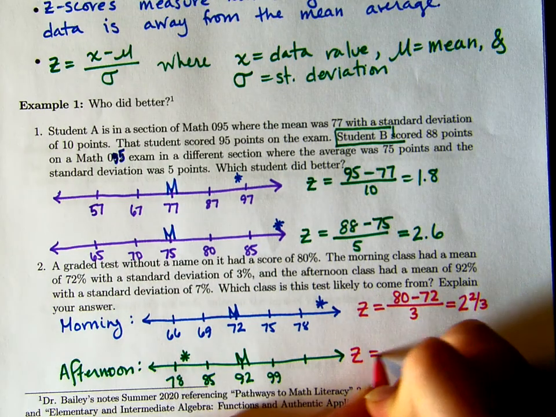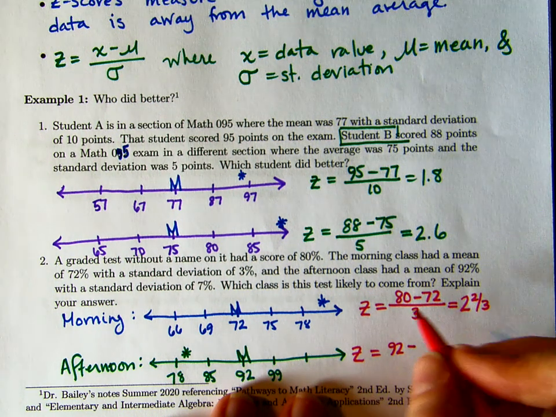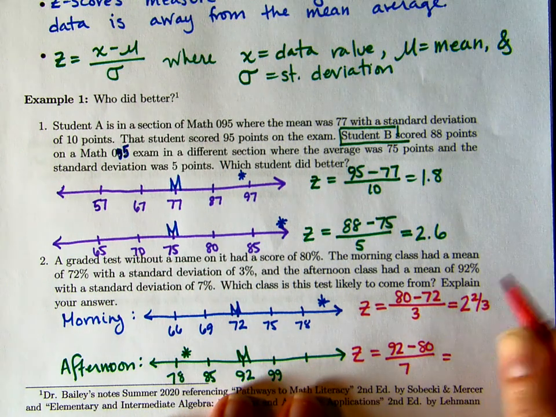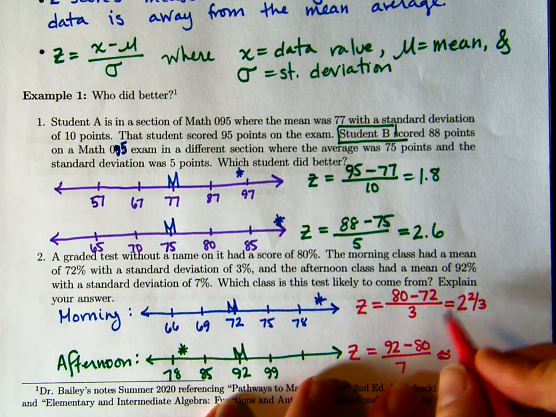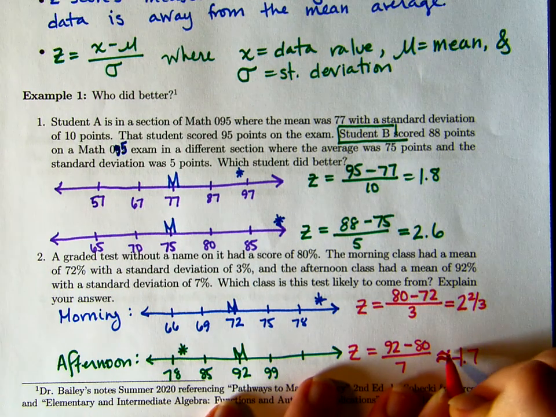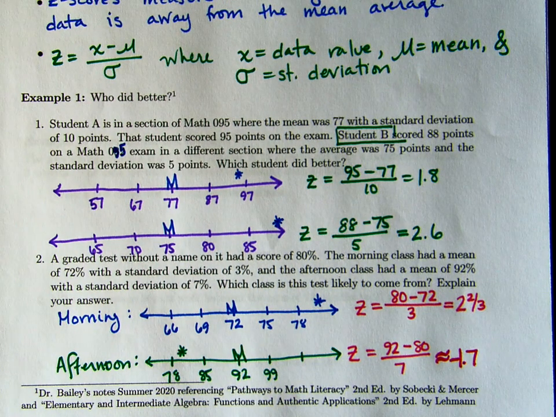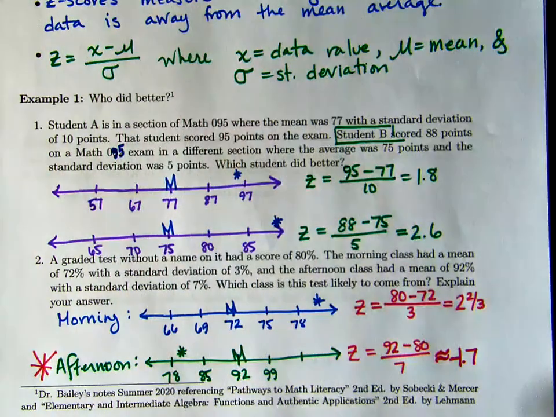If they were in the afternoon class, the average was a 92. They scored an 80, and the standard deviation was 7. Let's see. 92 take away 80, that's a difference of 12. 12 divided by 7, I don't think that's nice. Definitely is not nice. 1.7-ish, but below average. 1.7 standard deviations below average. So it's actually more likely that they came from this afternoon class, although they're probably praying and hoping that they came from the other class.